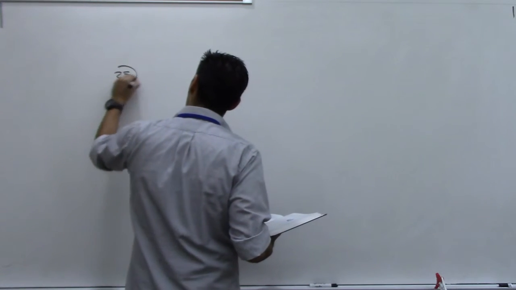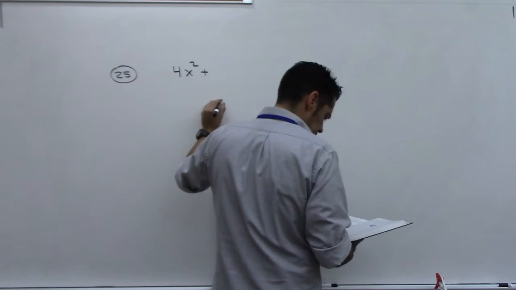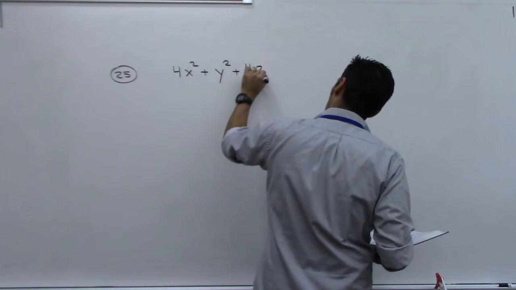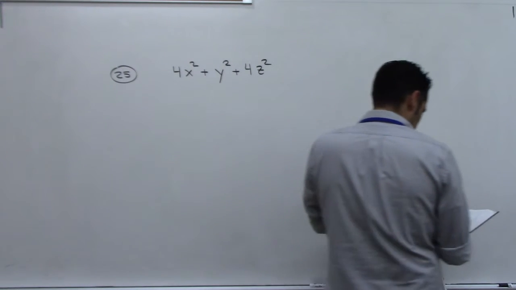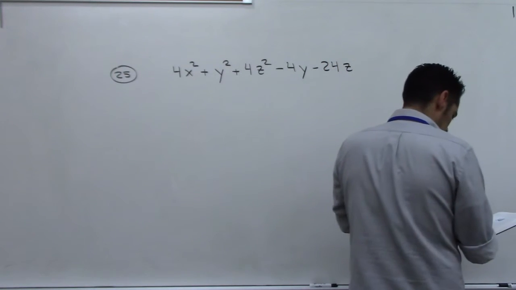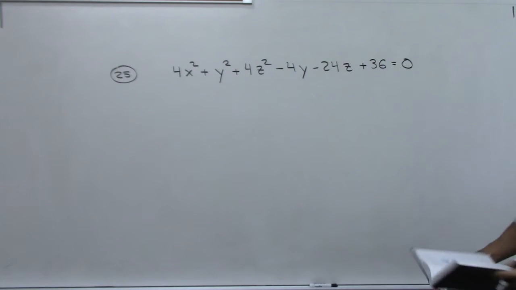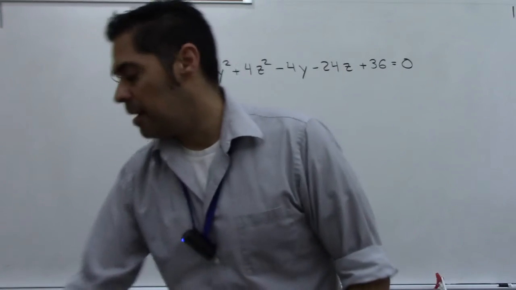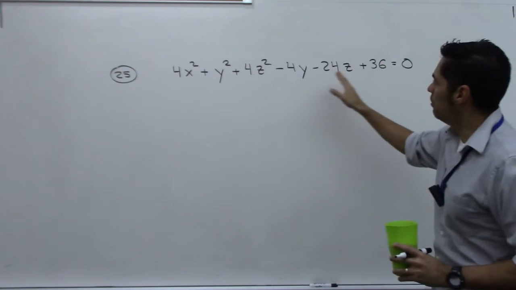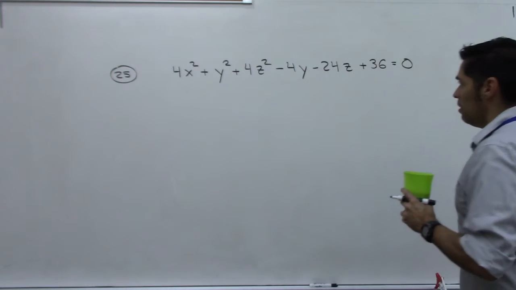So for 25, I have 4x squared plus y squared plus 4z squared minus 4y minus 24z plus 36 equals 0. So for the first time, we have not only squared variables, but then we also have some of those variables, more than one of them, appearing as linear terms.